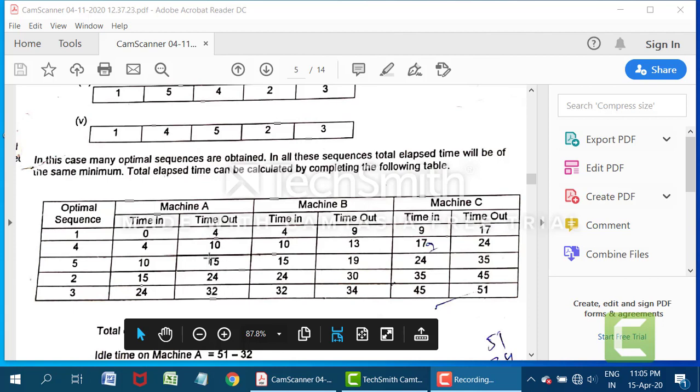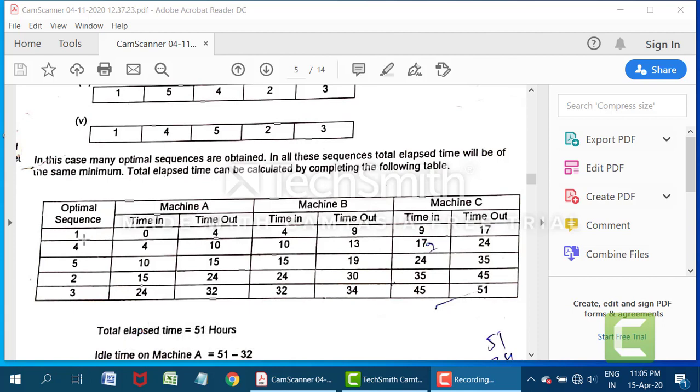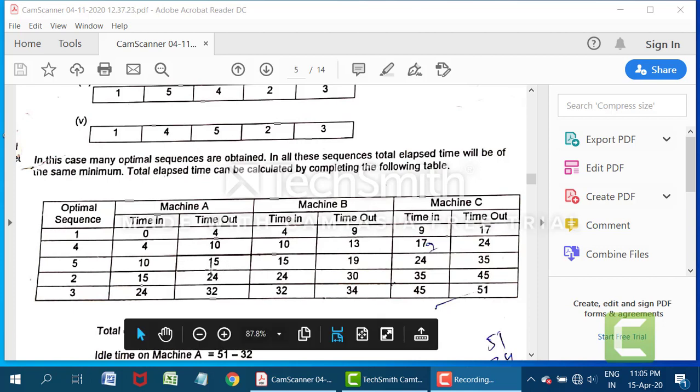So these are the clock times at which the jobs come out one after another from machine A. The first job enters at clock time 0 and comes out at clock time 4. The fourth job is loaded at clock time 4 and ends its operation on machine A at clock time 10. The next fifth job is loaded exactly at clock time 10 and comes out at clock time 15. That way, the times at which jobs entered and came out after the operation is over on the machine are given here. So this table must be completed first of all.